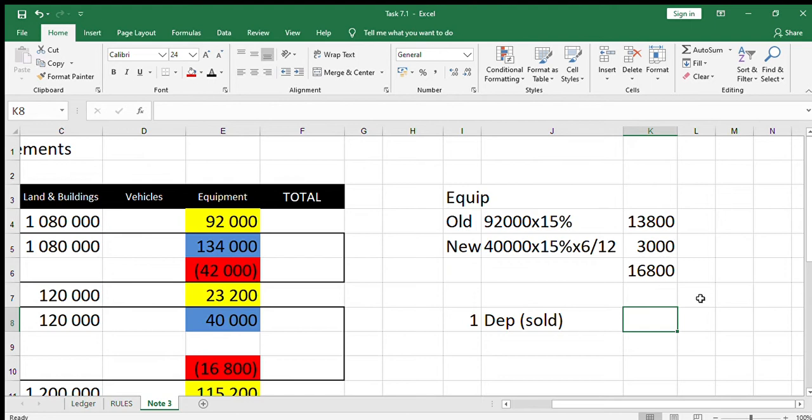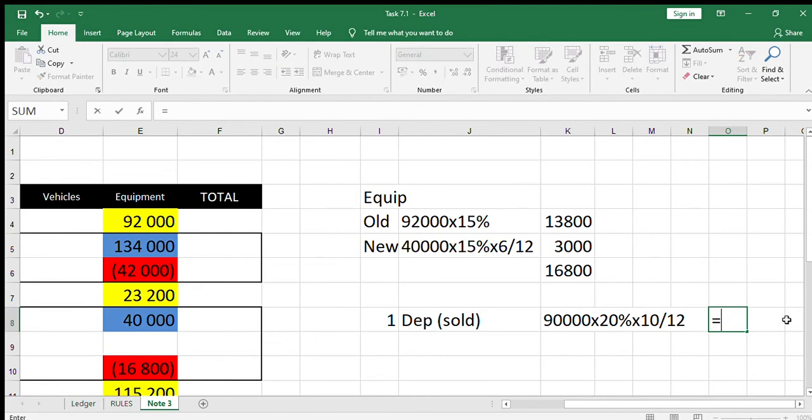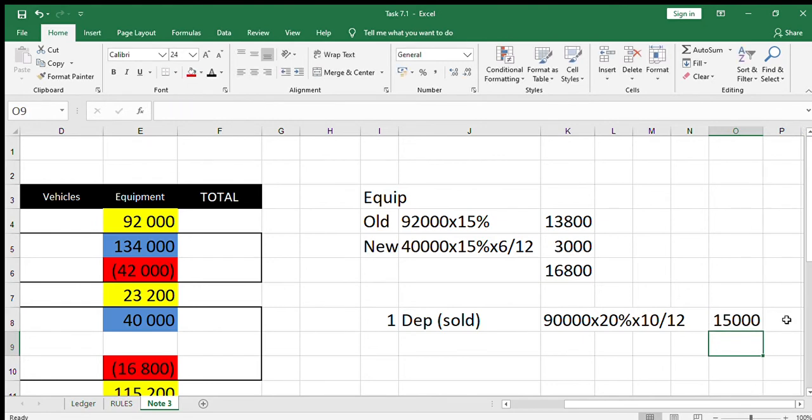The asset was sold on 31st December. You need to count the number of months, from 1st of March, the beginning of the year, until 31st December. That is 10 months. So we're going to calculate it. We're going to say 90,000 times 20% times 10 over 12, and you can calculate your answer for that. So you get 15,000.